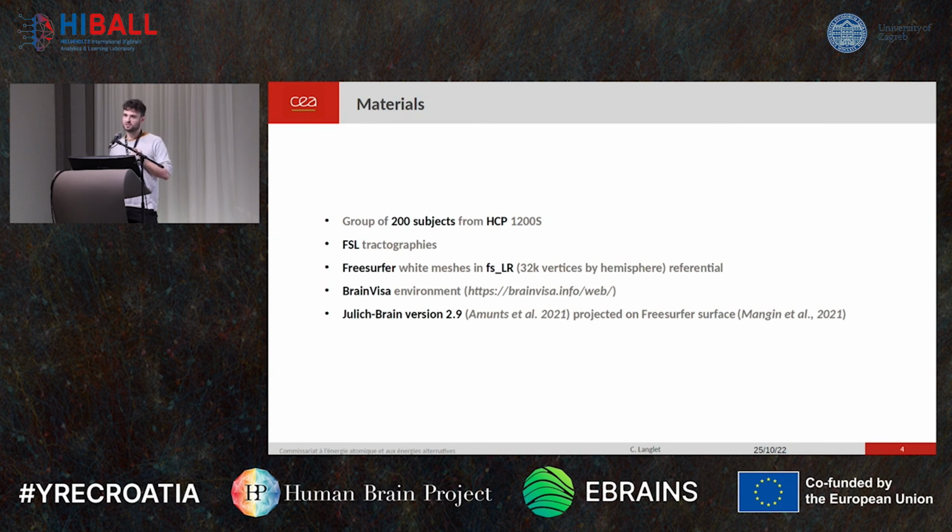For this study, we used 200 subjects of the HCP 1200 subject dataset, and the probabilistic FSL tractographies were issued from diffusion weighted MRI. We use FreeSurfer white meshes, in the fsLR referential, so 32K vertices by hemisphere. We use the BrainVISA environment and the Julich-Brain version 2.9 projected on the surface by Neurovia.